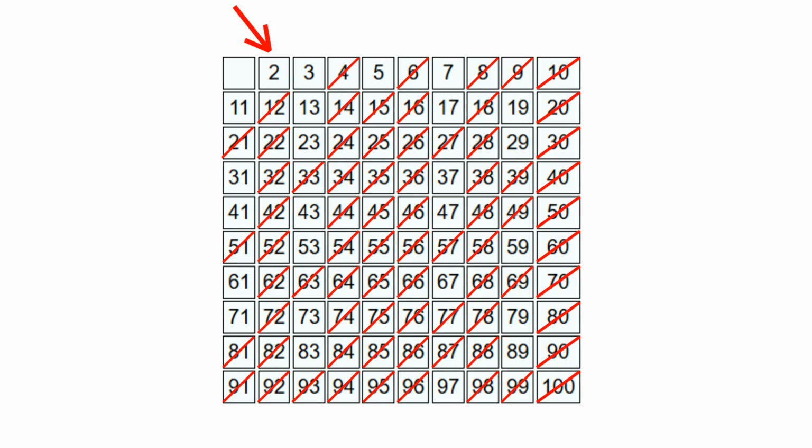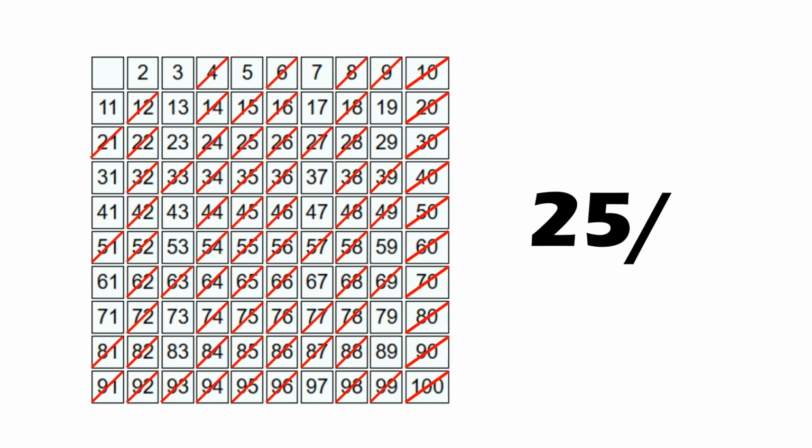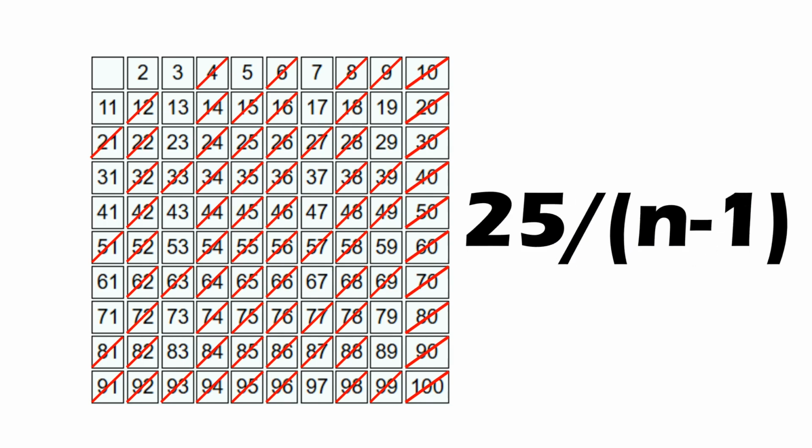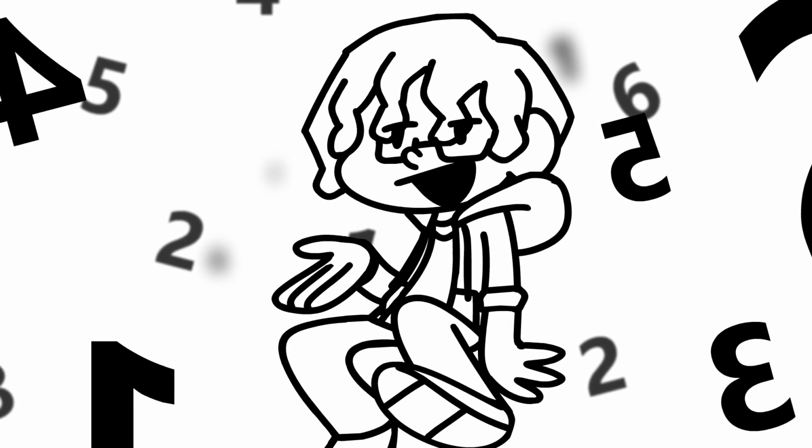Why 99 and not 100? Because remember, we're starting at 2, not 1, so the denominator of your expression will always be n minus 1. Man, don't you just love math?